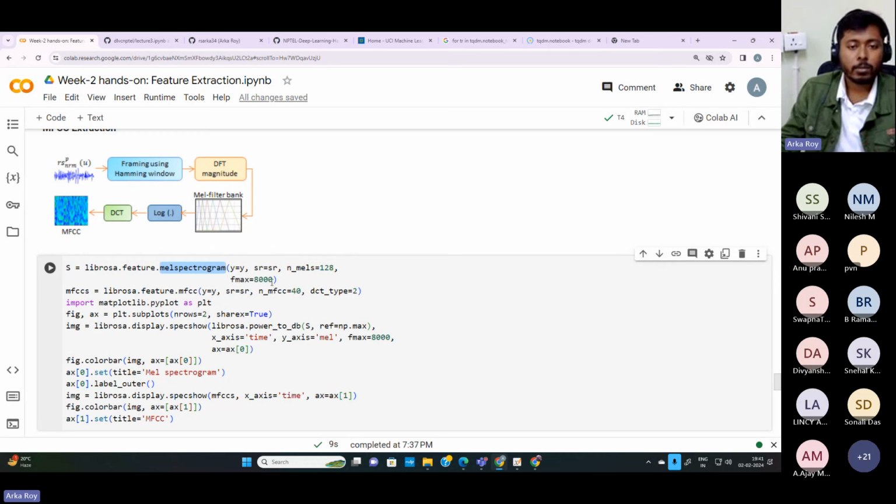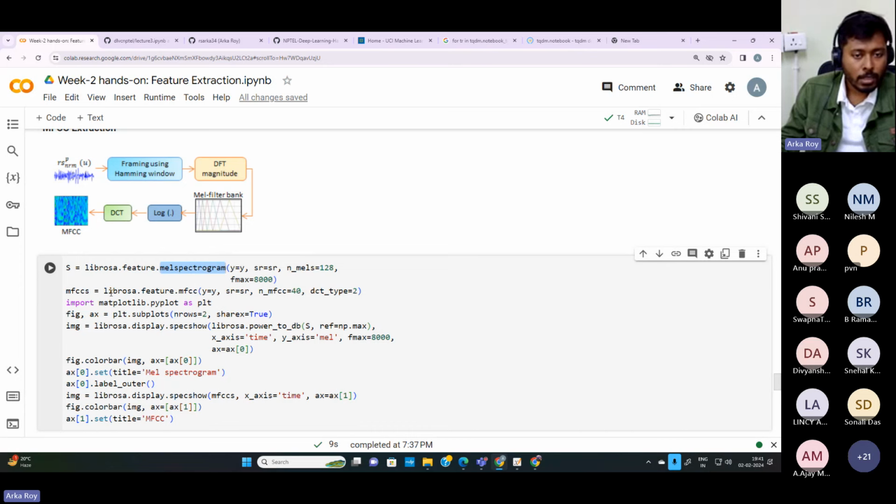And the maximum frequency, that means up to which frequency you want to see the features. For this particular case, I just want to see the features till 8000 hertz, so I have written f max is 8000. Otherwise, you can omit this particular argument also, as they have default arguments for these cases.